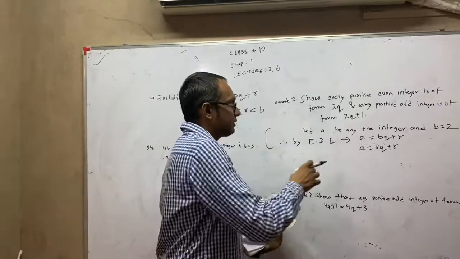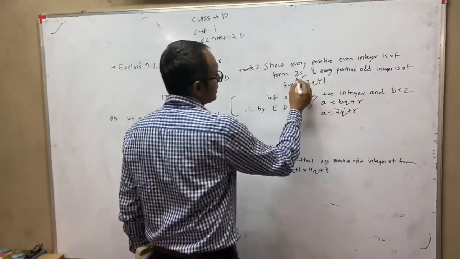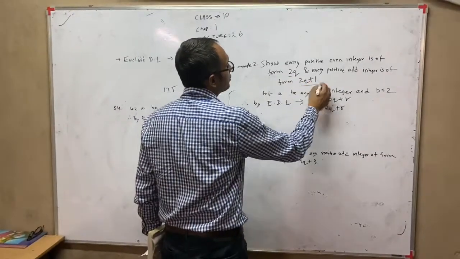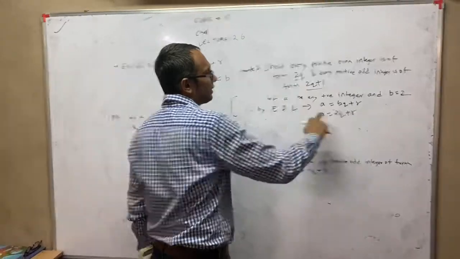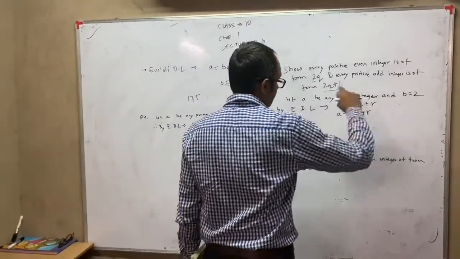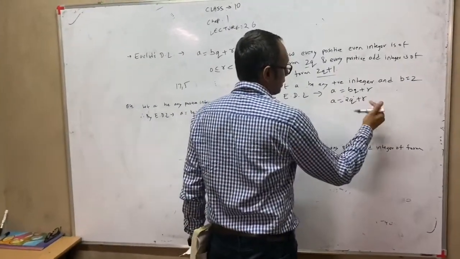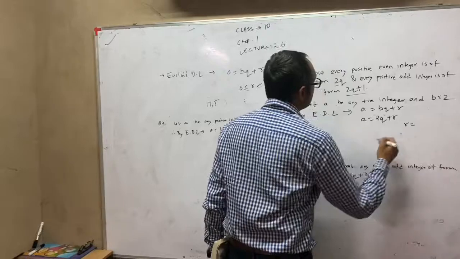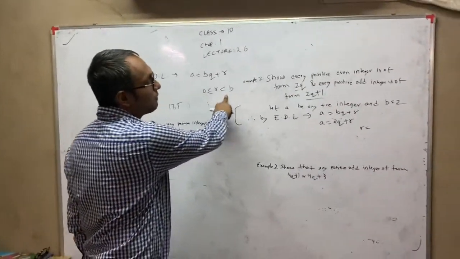Let a be any positive integer and b equal to 2. B equal to 2 I have taken because here it was written of the form 2q, of the form 2q plus 1. So whenever this type of sum comes, whatever is written in the front, that we take as b. And then of course we just apply this Euclid's division lemma, a is equal to bq plus r. Now last step, now the value of r, as you know, it can be greater than or equal to 0 but it will always be less than this.